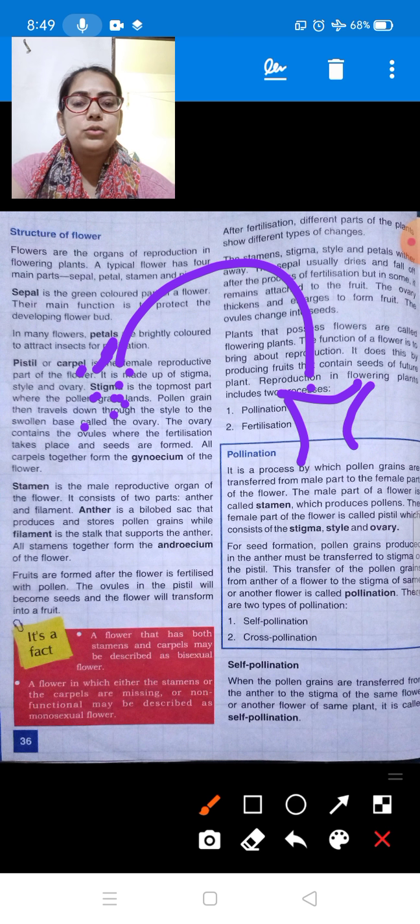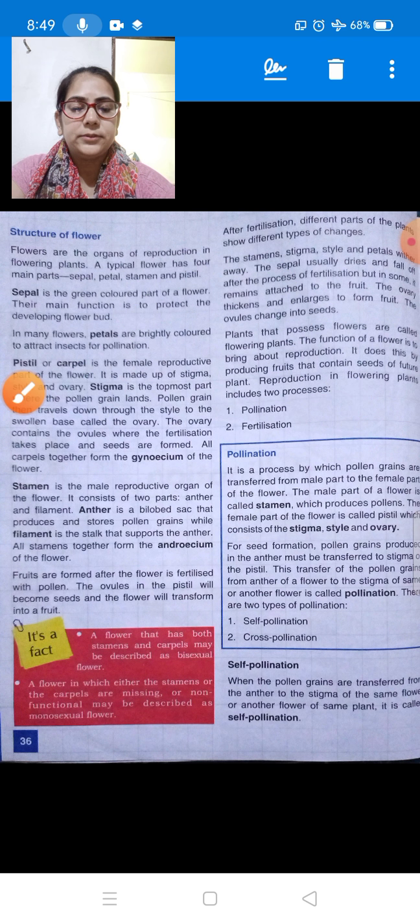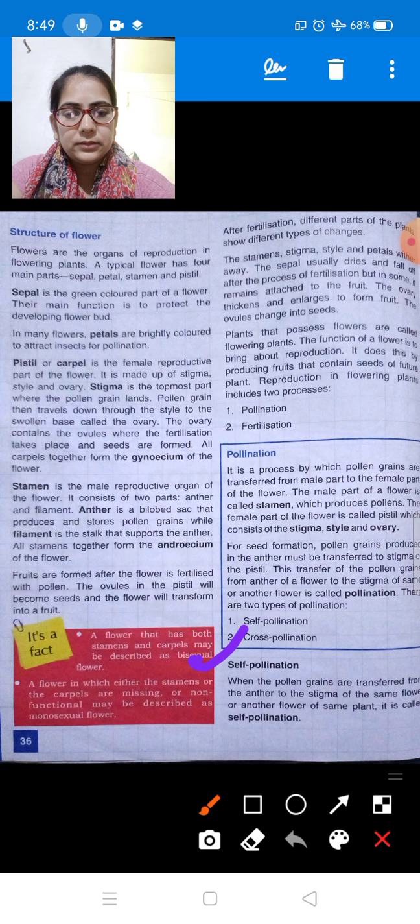Now students, this pollination is of two types. The first one is self pollination and the other one is cross pollination. So let's read it. What is self pollination? When the pollen grains are transferred from the anther to the stigma of the same flower or another flower of the same plant, it is called self pollination.